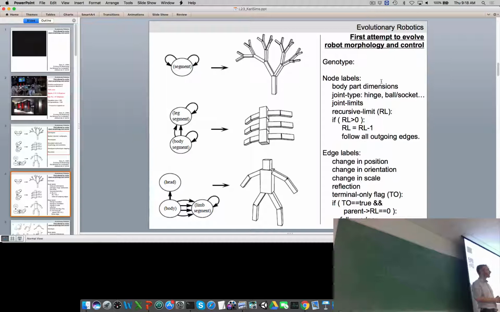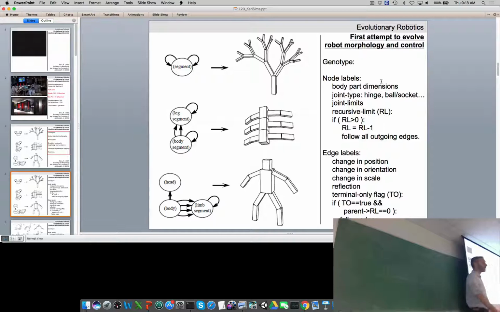How does this self-edge affect the phenotype? It creates another leg off the upper leg, right? So these pieces are the same. What's the recursive limit inside this node? Two, right? If it was mutated to three, what would happen to the phenotype? What would happen to the legs? They'd have another leg segment, right? So you'd have a leg that's made up of three segments, right? Change the recursive limit here, you add a whole new segment to the overall robot.